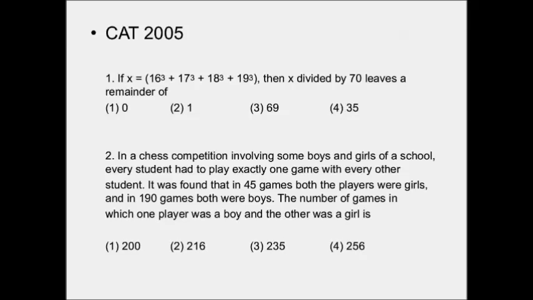So the first question says 16 cube plus 17 cube plus 18 cube plus 19 cube. There is a property that will be used over here. That property is that a to the power n plus b to the power n is divisible by a plus b if n is odd. So here we see that n is odd, that means the power is odd, which is 3. So 16 cube plus 17 cube should be divisible by 16 plus 17. Similarly, 17 cube plus 18 cube should be divisible by 17 plus 18, so on and so forth. So for any combination of 2 of these 4 numbers, you can say so.